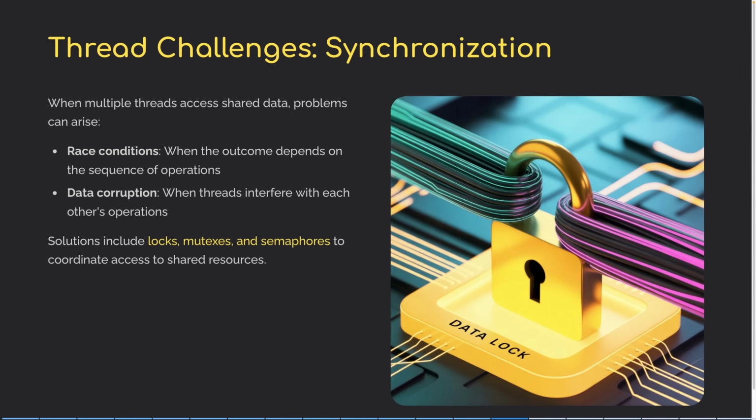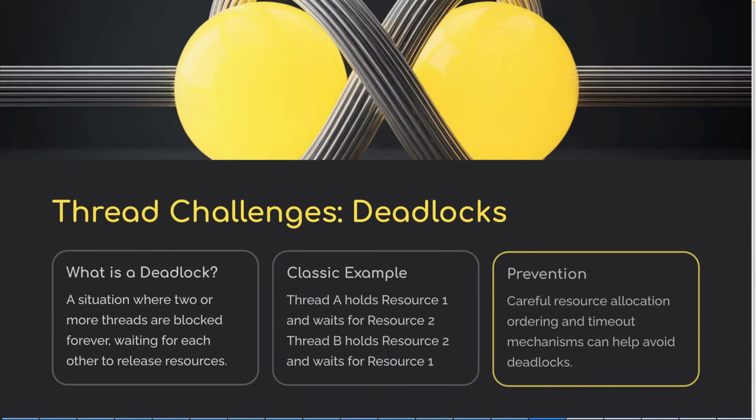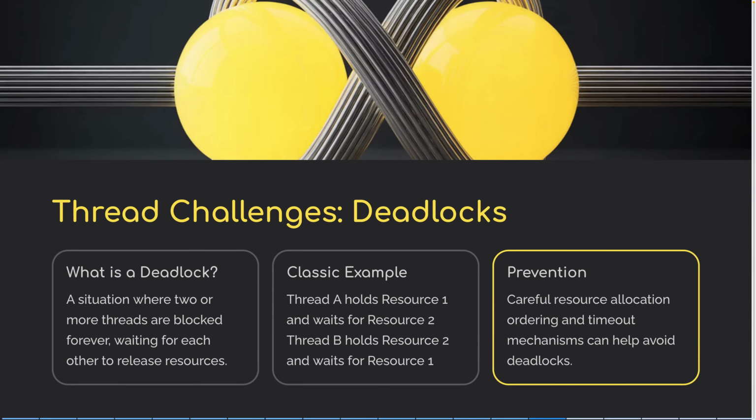Thread challenges: synchronization. When multiple threads access shared data, problems can arise, such as race conditions, where the outcome depends on the sequence of operations, when threads interfere with each other's operations. Solutions include locks and mutexes. These are all things we'll learn afterwards.